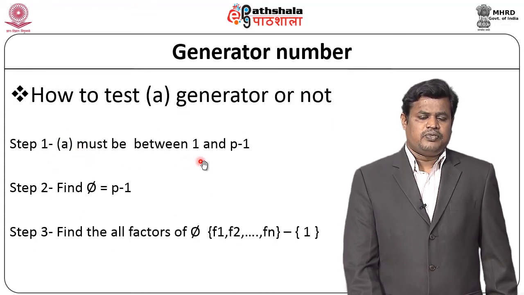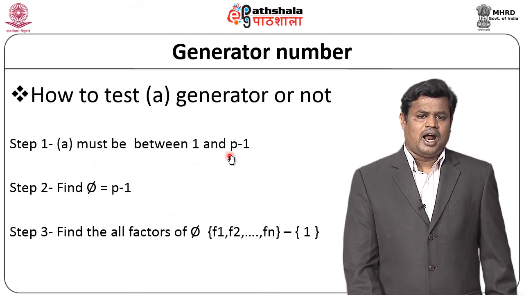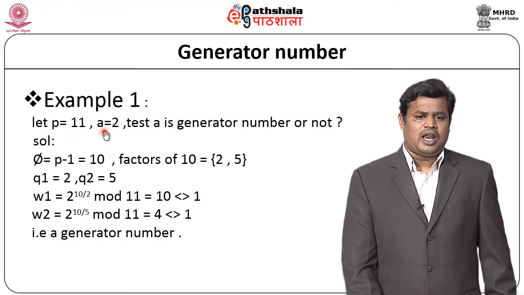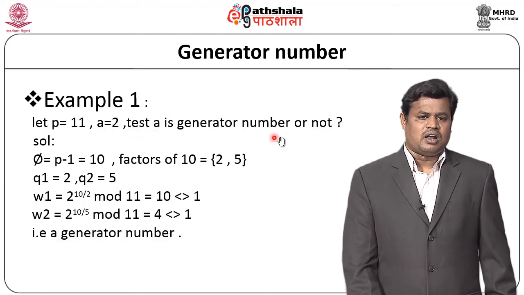So, we need to choose a value between 1 and p minus 1. Here p is 11, that means I need to choose a value from 1 to 10. Assume that I am taking a value a equal to 2. Here I want to test whether a is a generator number or not.